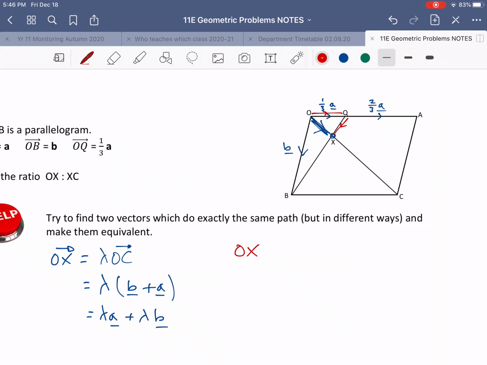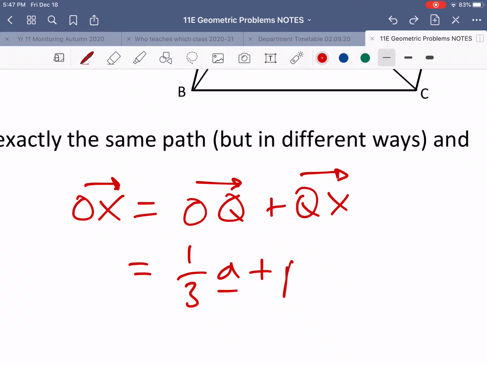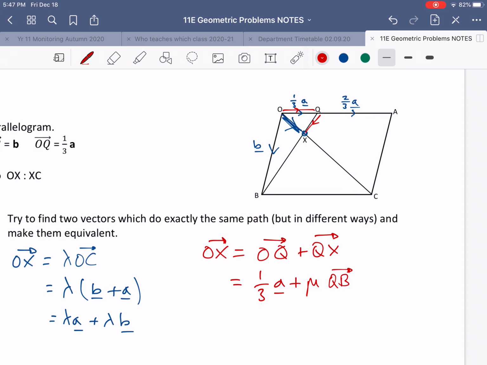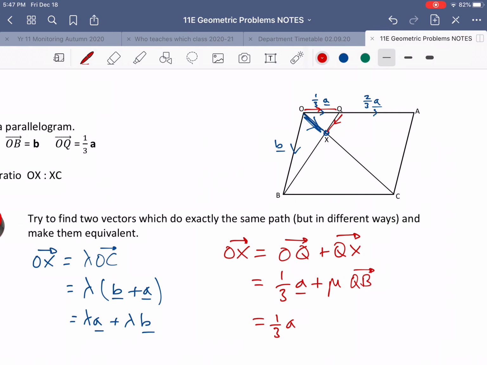So going from O to X, I'm going to go O to Q plus Q to X. O to Q is nice and easy, that's just a third A. Q to X, I have no idea what that is, but it is a fraction of Q to B. So I'm going to call that fraction mu. So we have still a third A plus this mu of Q to B.